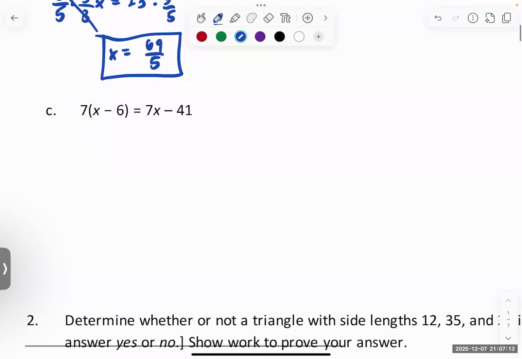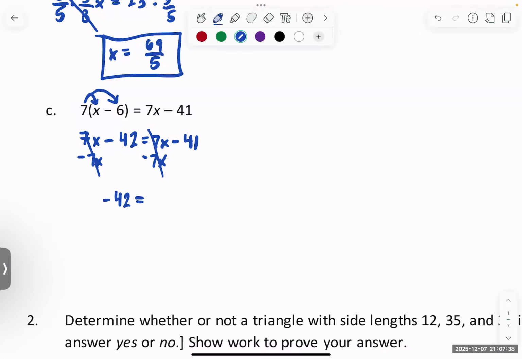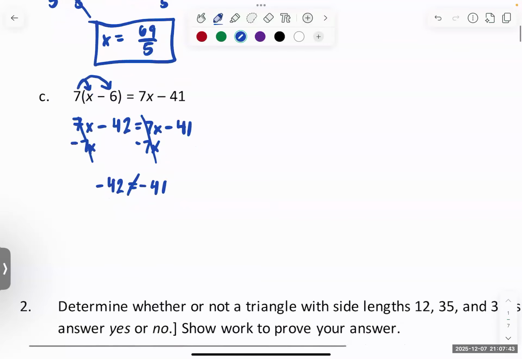Now for this one. Whenever you have some number times something in parentheses, you're going to want to distribute that number. So 7 times x is 7x, 7 times 6 is 42, which equals 7x minus 41. To get x by itself, let's subtract 7x from both sides. That cancels, and what do you know? We get negative 42 equals negative 41, which, is that true? No.